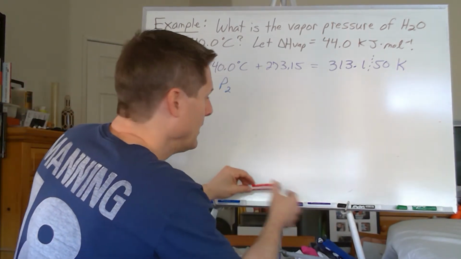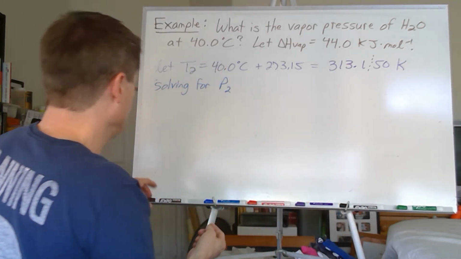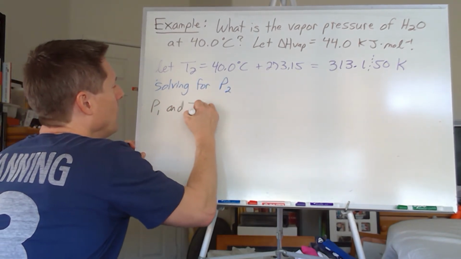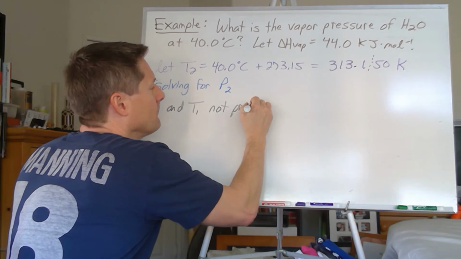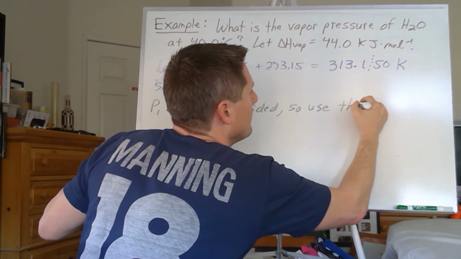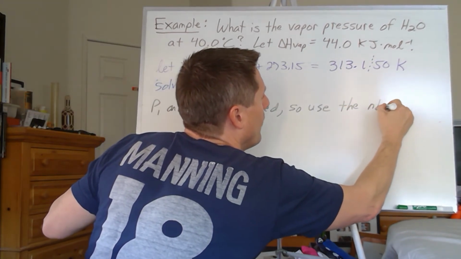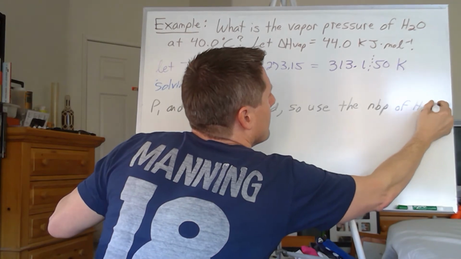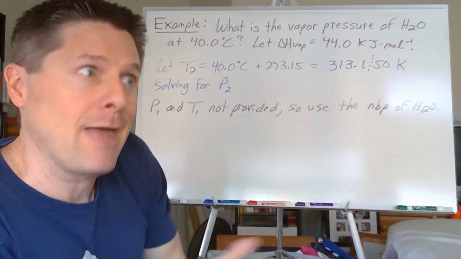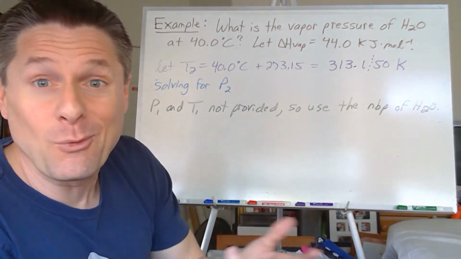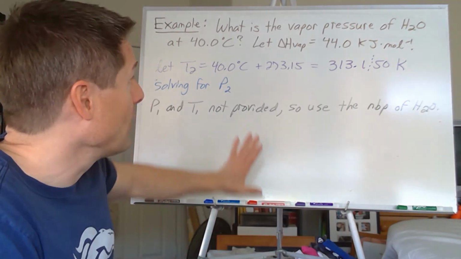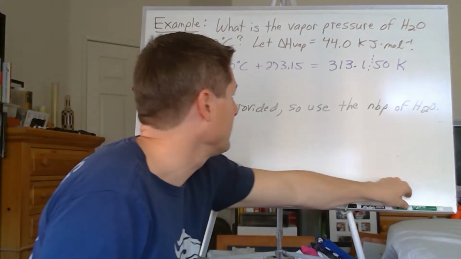Okay? So let's say this. Let's do this in black. So P1 and T1 are not provided. So use the normal boiling point of water by definition, right? Now, if I gave you something other than water, we wouldn't be able to do that. I don't expect you to know the normal boiling point of ammonia or some tetrachloromethane or something like that. But for water, we do have that as a reference point.